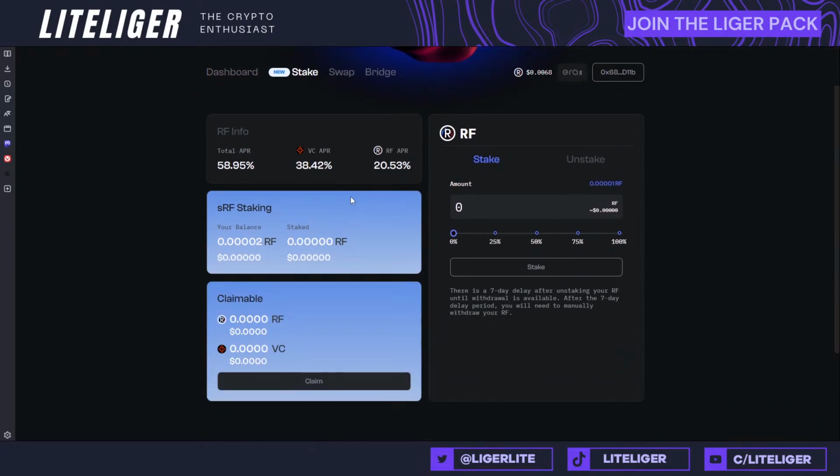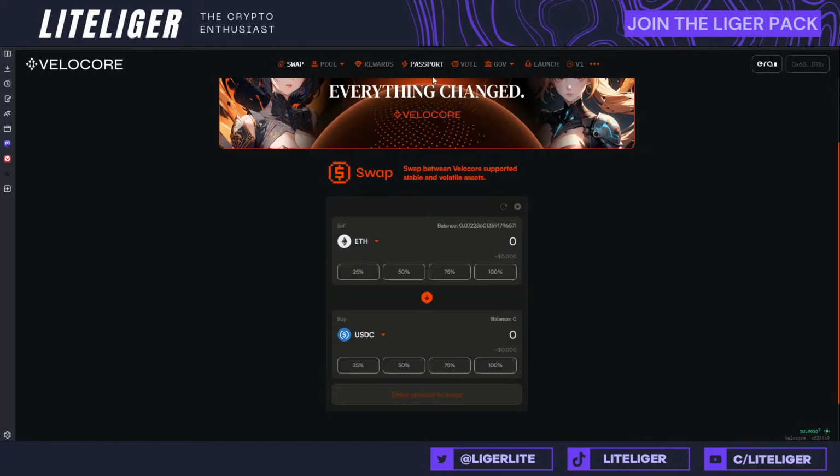And then there's the staking thing. If I want to, I can stake it as well, but that's a very large sum, and I don't want to. But it does give you this VC, which is the site we were just talking about, Velocore, that we just found out.